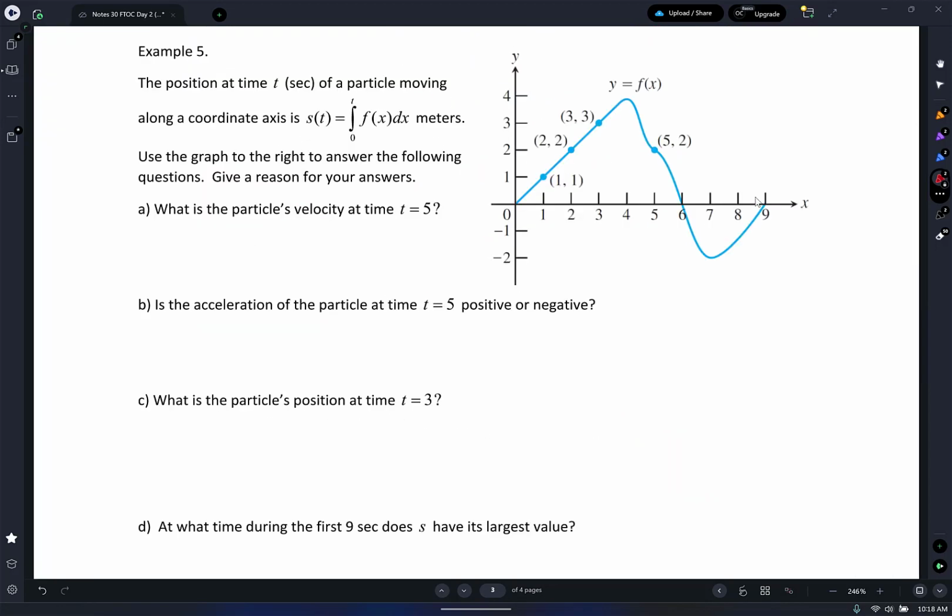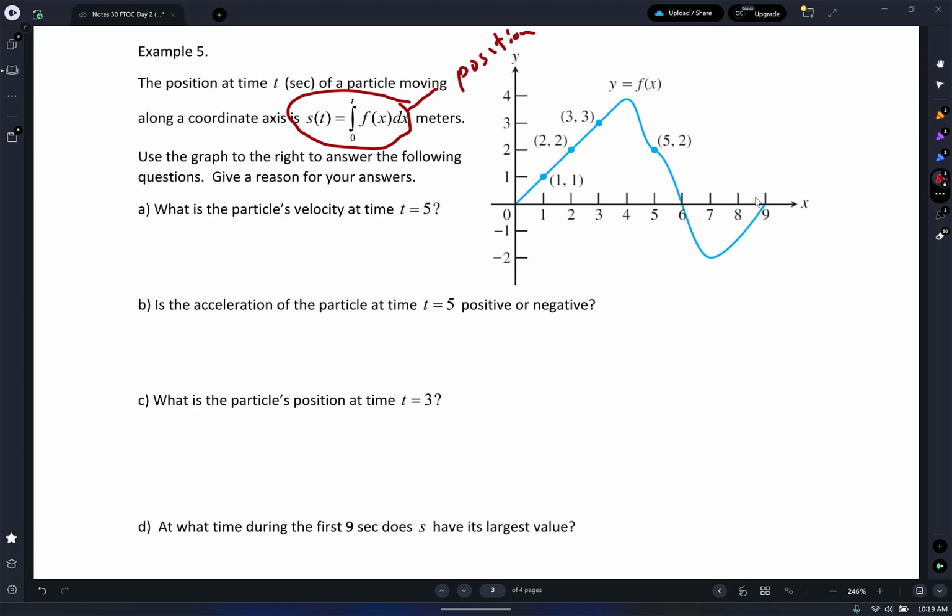Here we go. Example 5. This time, this is something with position, velocity, acceleration. The position at time t, in seconds, of a particle moving along a coordinate axis is s of t, where this integral stands for the position. All it means is that this stands for the position in meters. I'm in some position. Nothing crazy. Use the graph to the right to answer the following questions. Give a reason for your answers.